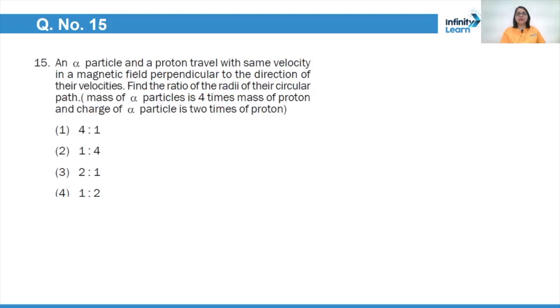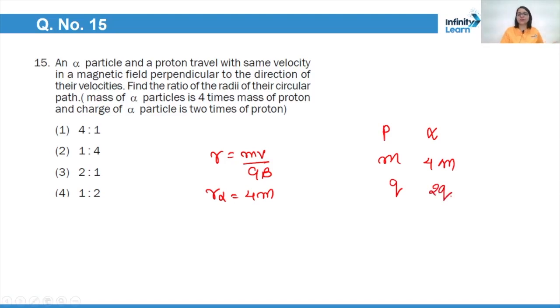Question number 15. An alpha particle and a proton travel with same velocity in a magnetic field perpendicular to the direction of their velocities. Find the ratio of their radii of their circular path. Okay, so R is equal to mv upon qB. If mass of the proton is m, mass of the alpha particle is 4m. If charge on proton is q, then charge on alpha particle is 2q. So for alpha, it is 4mv divided by 2q into B, which is 2mv divided by qB. For proton, it will be mv upon qB. So if you take the ratio, the answer will be 2:1, which is option 3.